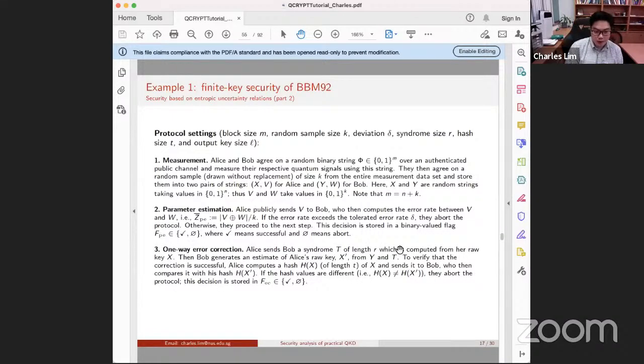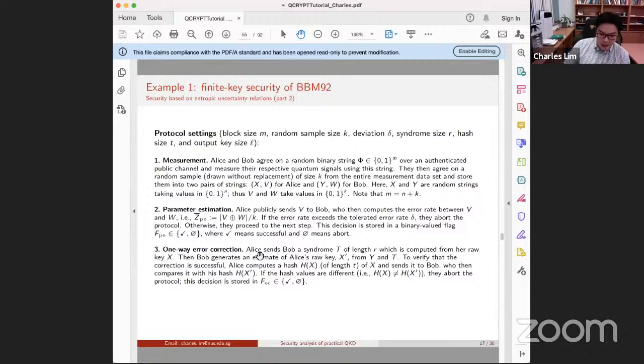Then at this point, they will do error correction because they have already agreed that there's a sufficiently low error in their final raw key pair. So what they do is they perform one-way error correction, whereby Alice would send a syndrome of length R to Bob, and then Bob would, based on this syndrome, recover Alice's key, right? Hopefully it recovers Alice's key.